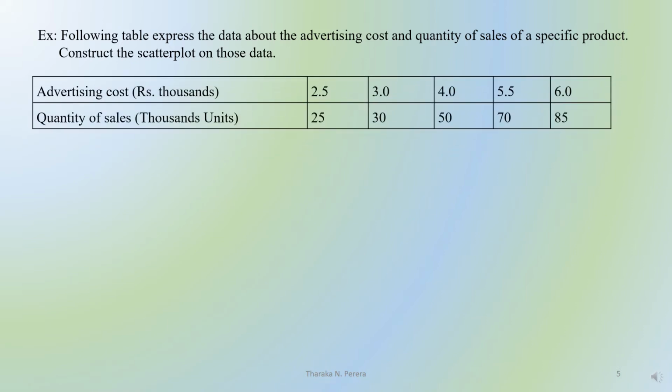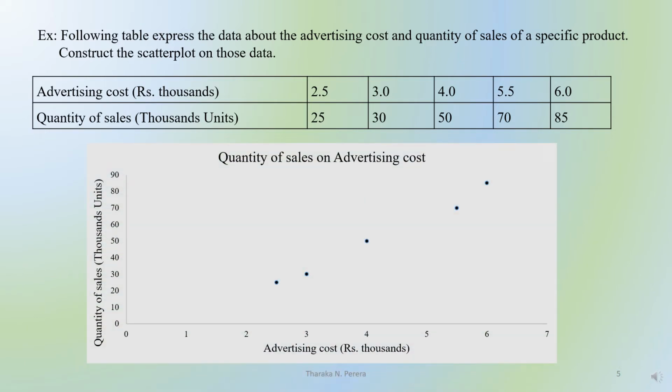Let's consider an example. The following table expresses the data about the advertising cost and quantity of sales of a specific product. Construct the scatter plot on those data. These are the data. The independent variable is advertising cost and the dependent variable is quantity of sales.